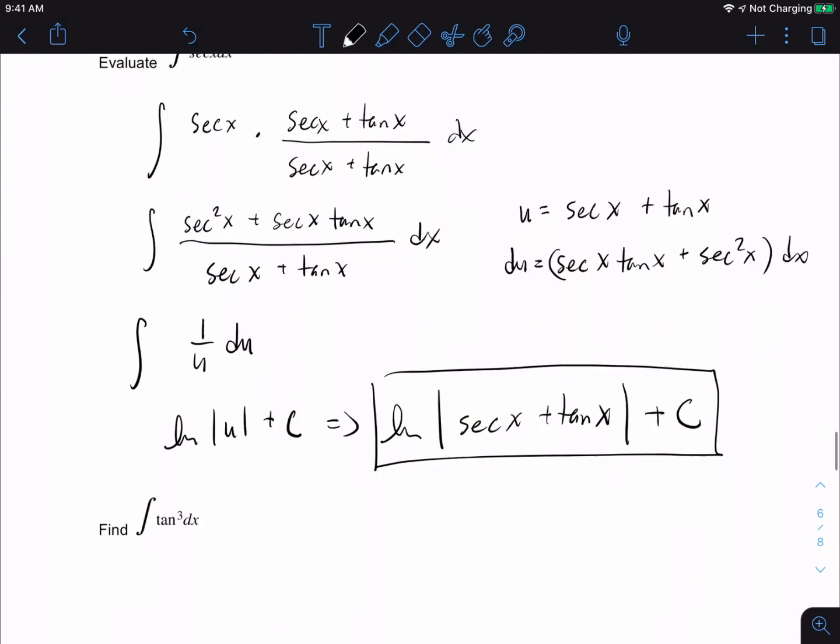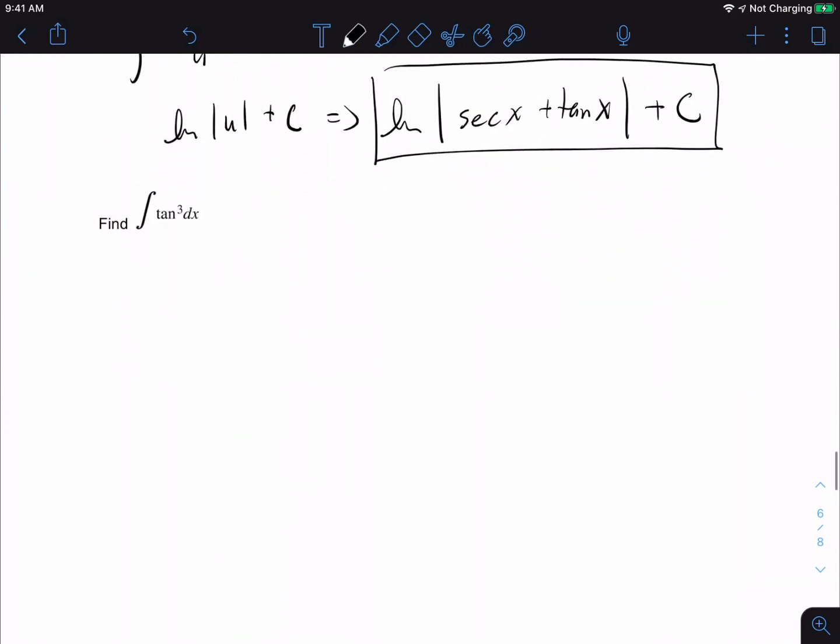All right, so the next one. So now we have tangent cubed, and we don't want to attack tangent cubed with sine cubed over cosine cubed. I mean, we could, but that would suck. So we're going to attack this much like we attacked the first problem, which was cosine cubed, I think. So I'm going to break this up in that same format.